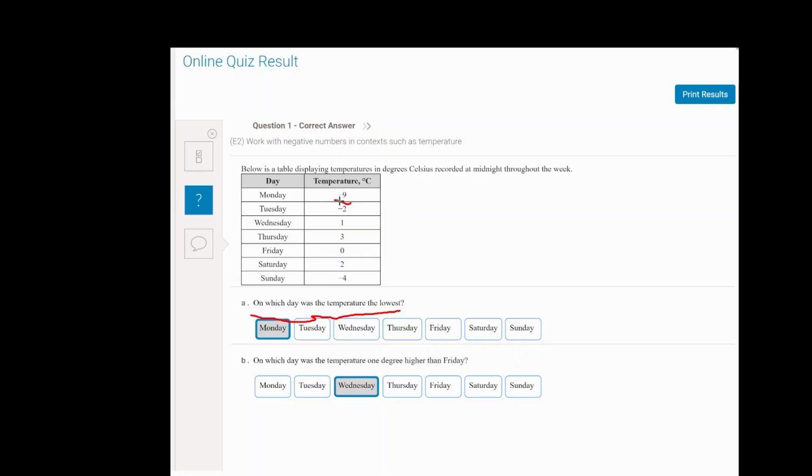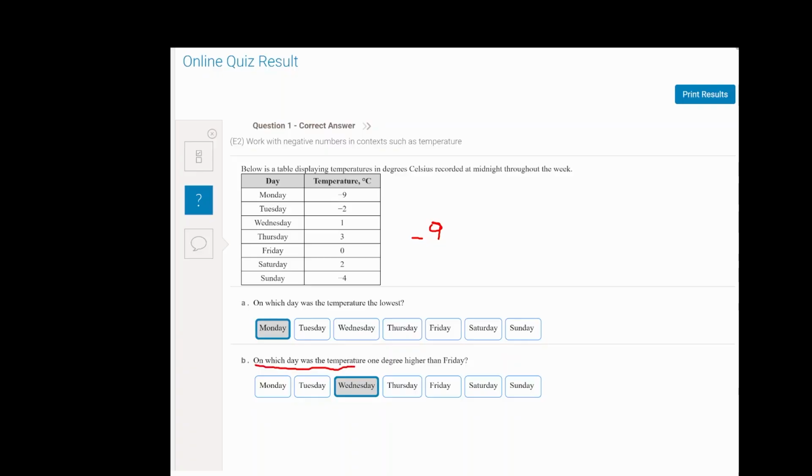We start from here. Monday it was -9, -2 on Tuesday, Wednesday 1, Thursday 3, Friday 0, and Saturday 2, and Sunday -4. So this one, because we didn't take it, I'll explain it to you guys. The number below 0 is negative, which is smaller than 0. So out of all of them, it would be -9, which is the smallest one, which is on Monday.